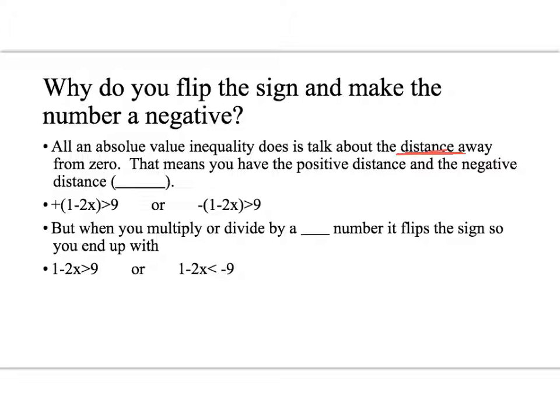But when you multiply or divide by a negative number with inequalities, it flips the sign. So for example, if you had a greater than positive 9, when you divide or multiply by a negative, you would flip the sign. It will flip the inequality as well. Okay, so you still do one positive, one negative, but you have to remember to flip the inequality.